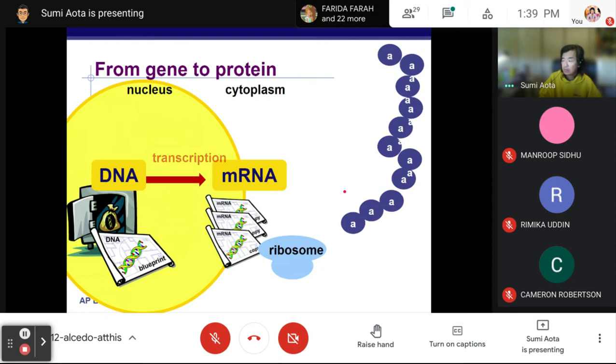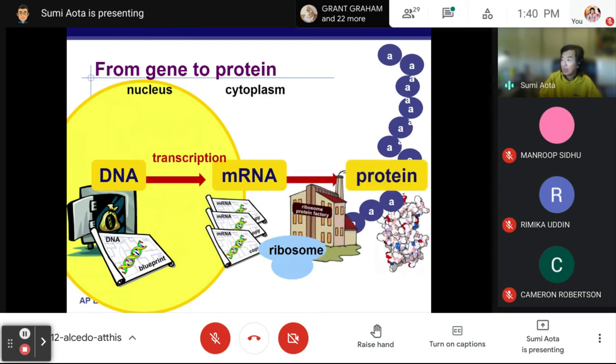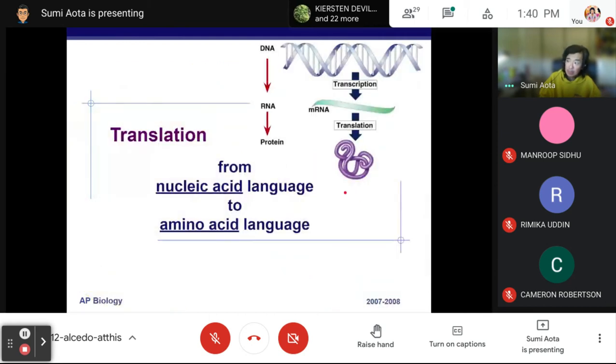So that's transcription. Now we need to talk about translation. So going from nucleic acids to amino acids. Now we're switching languages, right? Because we're going from one type of macromolecule to a different type of macromolecule. So we have to make a switch. So this is like going from German to English.